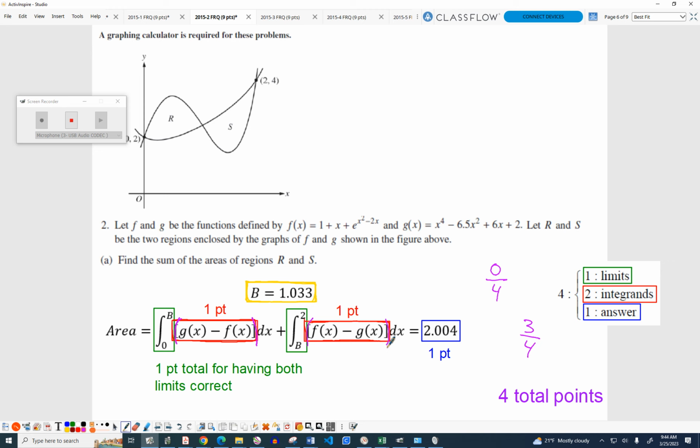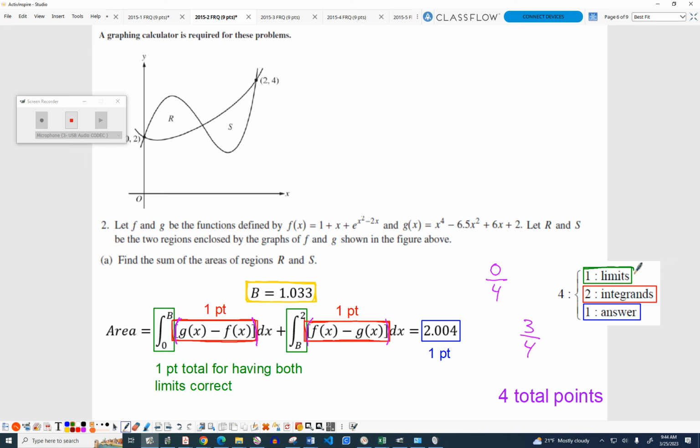Go ahead and go through your stack and just keep asking questions. Actually, they're not having B equals 1.033. Nowhere on the page does it say that. Everything else is fine. They got the right answer. So 3 out of 4, they would lose the limit. They would lose this point right here for the limits.